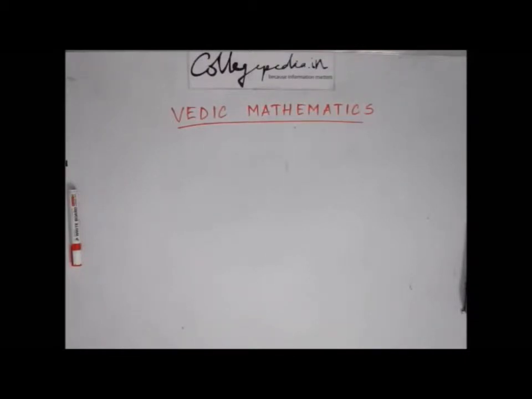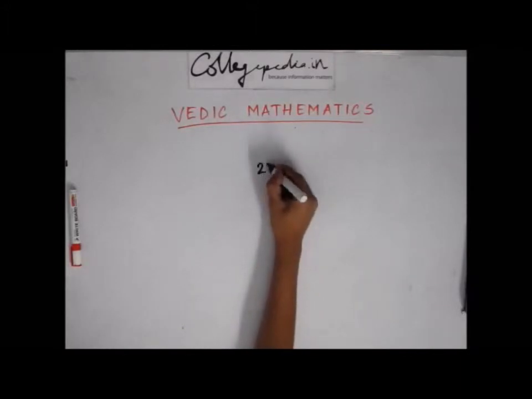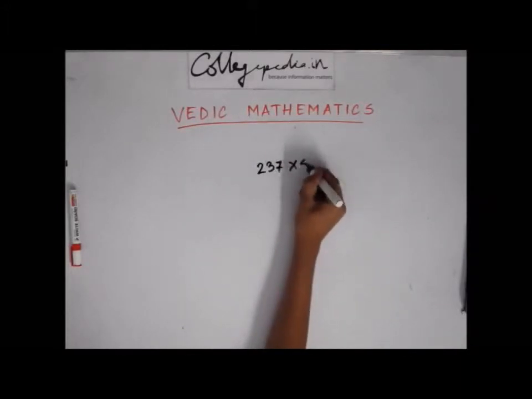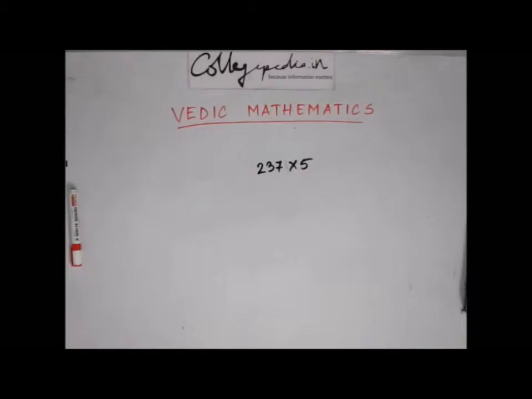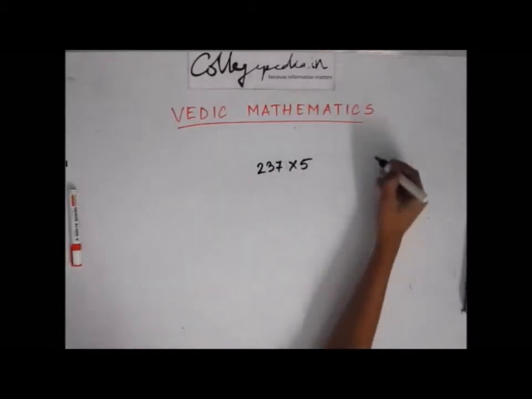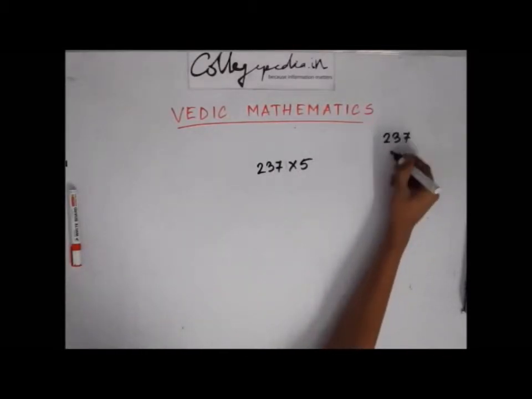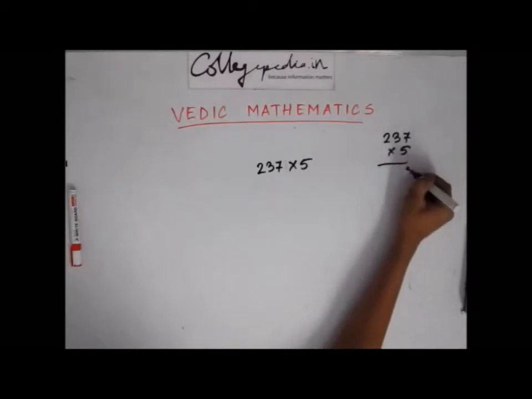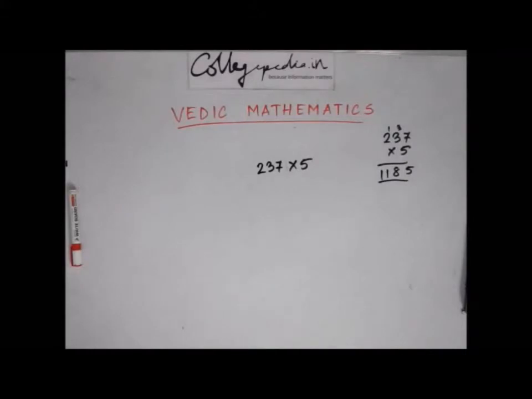For example, if I ask you to multiply 237 with 5, if you're not smart enough, what you'll do is you'll start with 237, multiply 7 with 5, get a carry of 3, multiply 5 with 3, 15, add 3 to that, and then again multiply 2 with 5, and you will end up with the answer 1185.